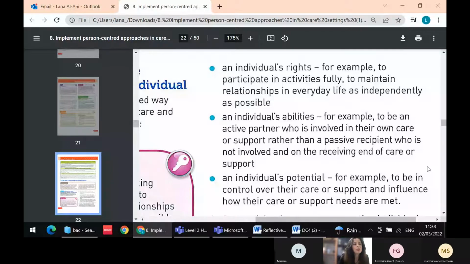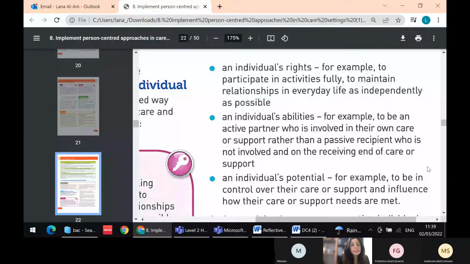So when they participate in their own care plan, they participate in every single activity fully, that will help them to maintain a relationship and live an independent life as much as possible. Also for their individual abilities. So an active partner who is involved in their own care and or support rather than a passive recipient of this care. So for me, I don't enforce the care on my client. I need to build my care on the individual's abilities. So this client is an active partner who's involved completely in their own care.